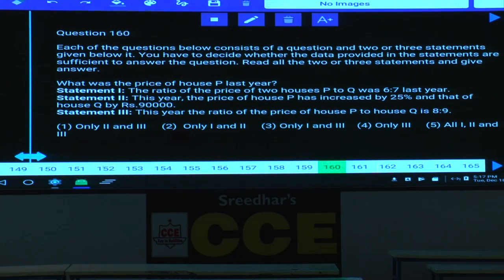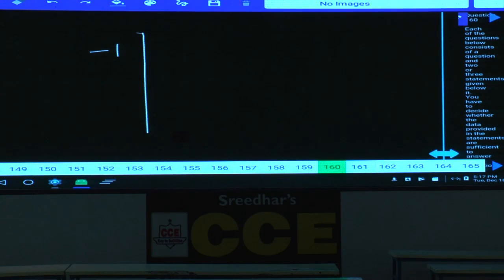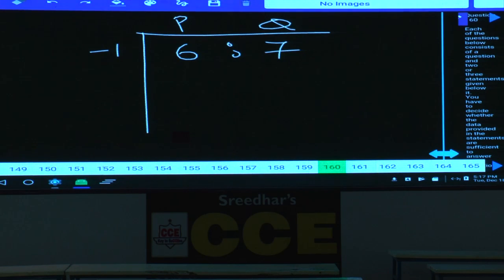What was the price of house P last year? Last year's price. The ratio of the price of two houses P and Q was 6:7 last year. Right. One year back, P and Q, 6:7. Is 1 alone sufficient? No way.